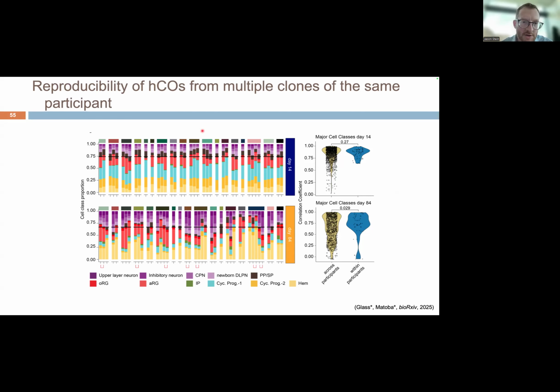So you can see here the cell type proportions at 2 different days, so day 14 here and day 84. And at day 14, we see very consistent cell type proportions regardless of any clone or donor. So just overall really high consistency. We actually didn't see any significant difference within participant versus across participant, likely due to the fact that they're just so similar across each other. But at day 84, when more variability exists, we do see more similarity within participants than across participants, indicating that the genetic background of the donor is contributing to the differences in cell types that exist in that donor.